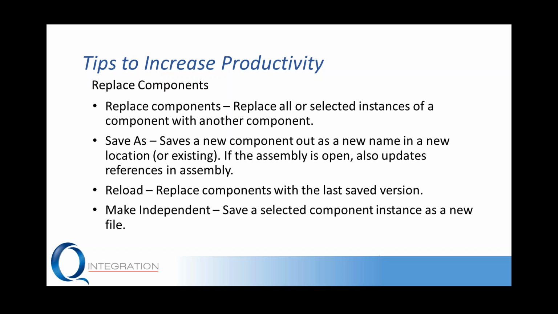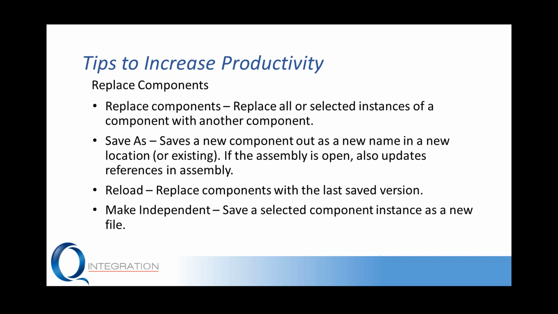So how can we replace some components in our assembly? What if I have an assembly and I want to replace it with a part, or I have a part and I want to replace it with an assembly? Well, we can utilize the command replace components to do this. And it's very easy. We find the component that we want to replace, right click on it, and right in that right click menu you will see replace components. One of the benefits of this is I can replace all instances of that component, or I can replace just the selected instances of that component with another component.